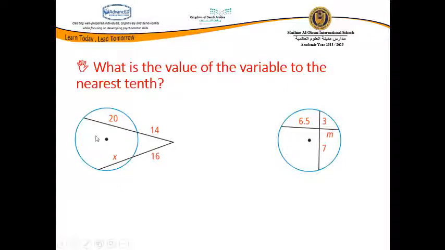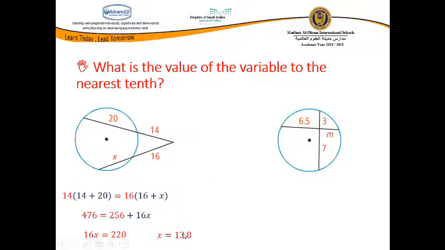What is the value of the variable to the nearest tenth? By the same idea, we have two secants intersecting outside the circle. The products of their outer segments and whole secants are equal. That means 14, the outer segment, times the whole secant 14 plus 20 equals 16, the outer segment, times the whole secant 16 plus x. Using the distributive property, 14 times 34 equals 476, and 16 times 16 plus 16 times x. Then 476 equals 256 plus 16x. Solving, 16x equals 120. By division, x equals 13.8.